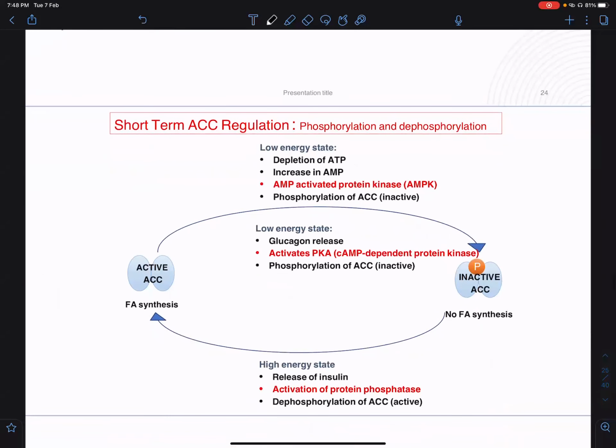Okay. So this is the doctor slide. It's the same thing that we just talked about. In the low energy state, you have depletion of ATP. So you have glucagon, which means kinases, which means phosphorylation, which means inactive. Okay? Or in other words, in the dimer state. If you have high energy state, you have insulin, which is phosphatase, which is dephosphorylation, which is the active form. This is the polymer form.